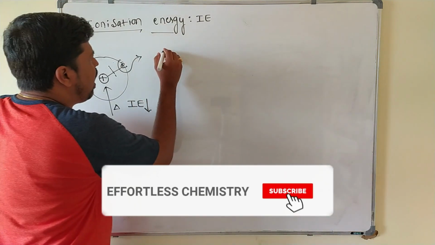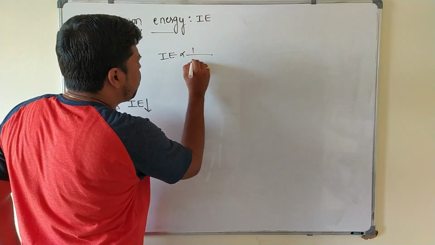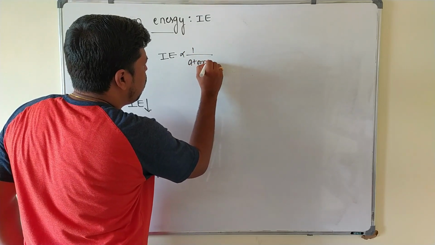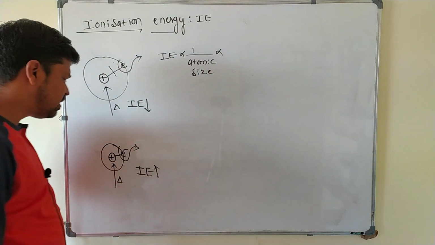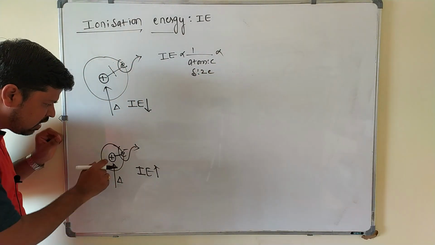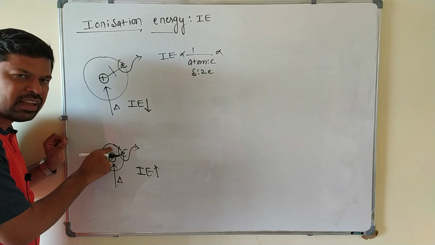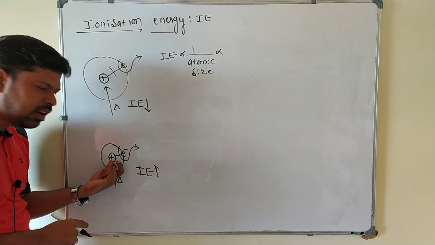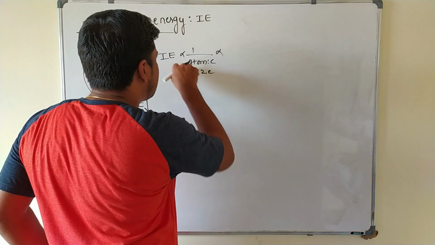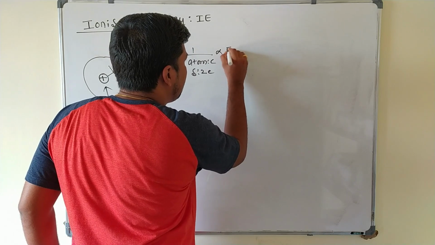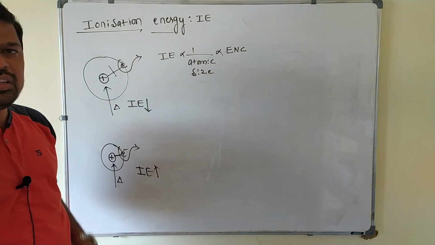Now, ionization energy is inversely proportional to atomic size. This is the first point. Next, as atomic size decreases, effective nuclear charge increases, and the force of attraction between nucleus and electron increases. As the force of attraction increases, more energy is required. That's why ionization energy is directly proportional to effective nuclear charge. Effective nuclear charge increases, this also increases.